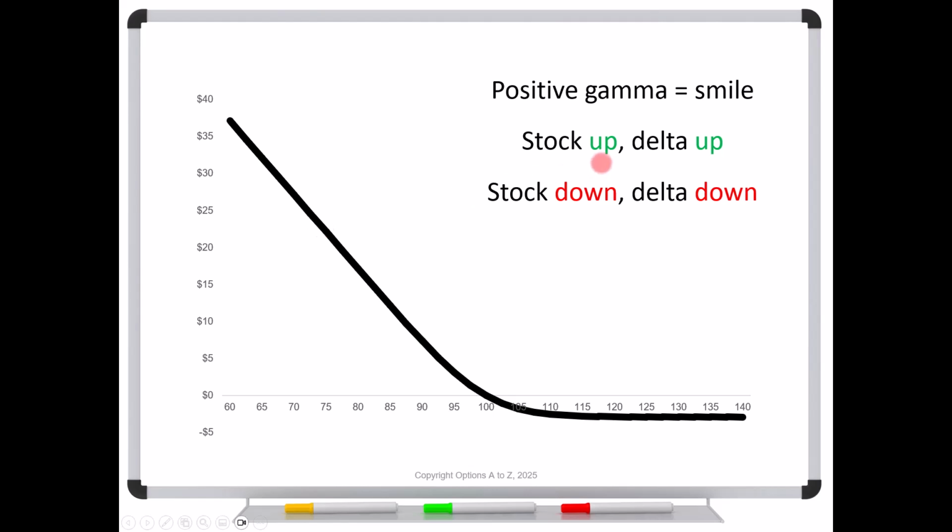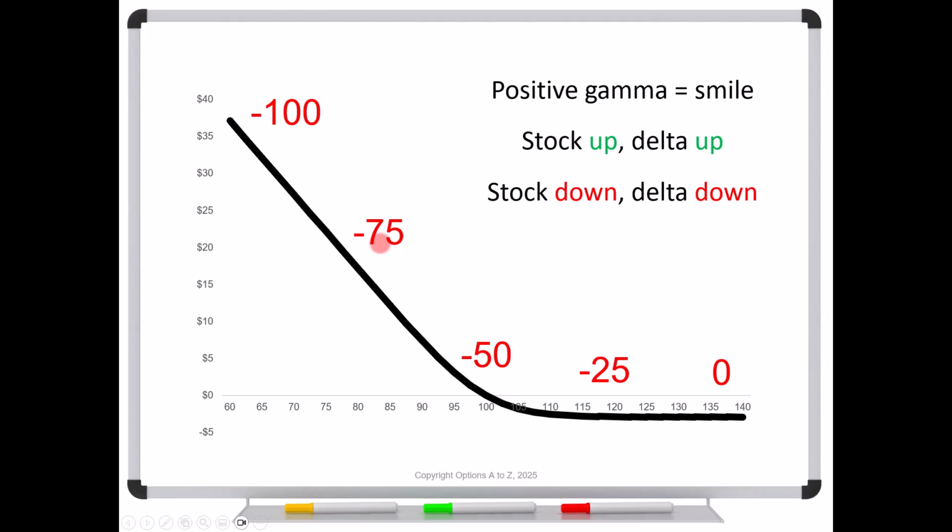And what that's telling you is stock up, stock down, delta down. So if we were to plot the deltas, we might be negative 100 up here. We're behaving like short 100 shares of stock. And then maybe minus 75, minus 50, minus 25, and then 0. So take a look. As the stock goes up, what's happening to our deltas?